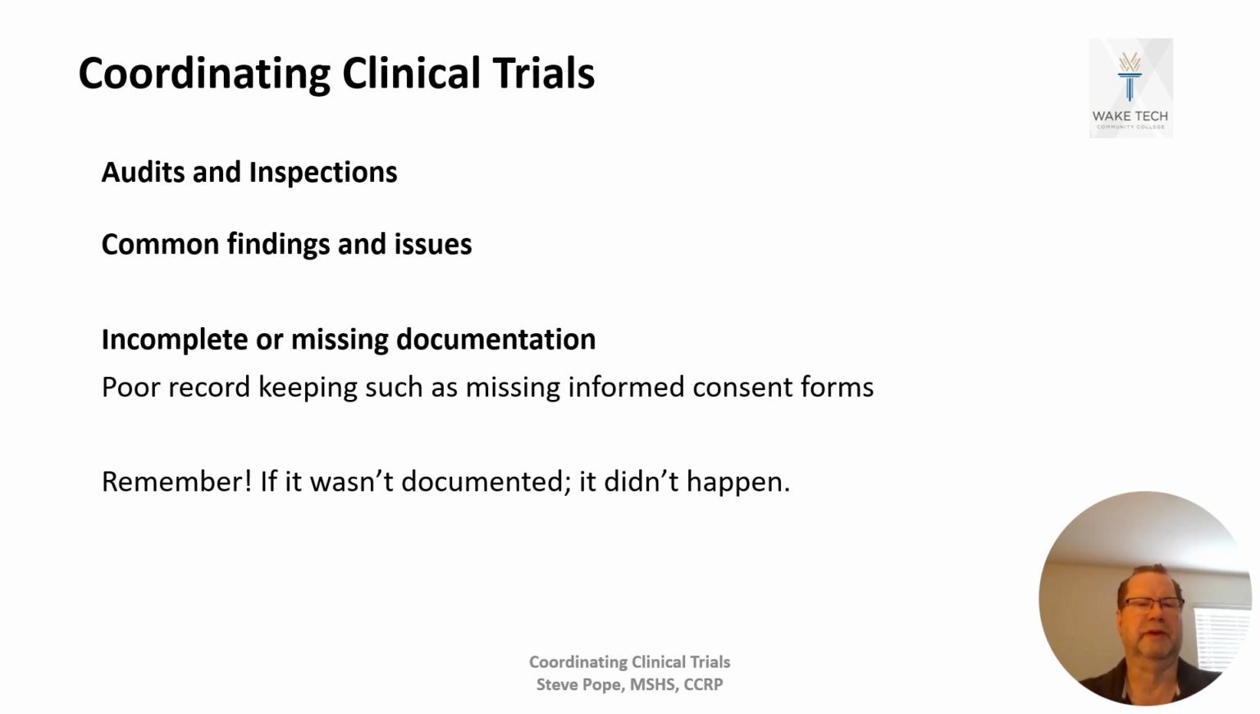Incomplete or missing documentation. Poor record keeping, such as missing informed consent forms or other examples of record keeping errors, is a common finding. Remember, if it wasn't documented, it didn't happen. If you don't have documentation that an assessment was done, then it wasn't done, and that can be a potential protocol deviation. So make sure you're documenting everything that you're doing at your site, and you've got an SOP, or standard operating procedure, for each task, so that you've got a process to go by.